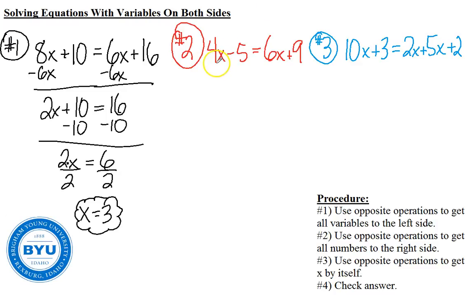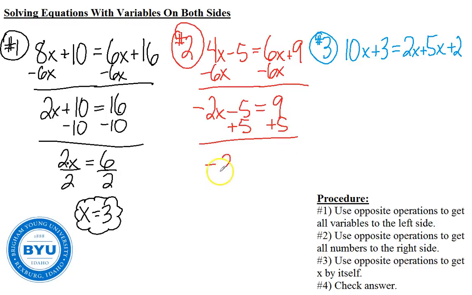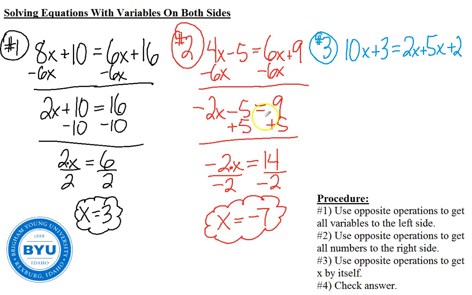Let's try this one here. Again, I want my x's to the left. So I've got this 6x here. I'm going to minus 6x to both sides. Now I've got 4x minus 6x. 4 minus 6, that's negative 2x's. Minus 5 equals 9. I want my numbers to the right, so this minus 5 is going to have to get moved over. So I'm going to do plus 5 to both sides. I'm left with negative 2x equals 14. I've got a times a negative 2, so to undo that, we divide by negative 2, leaving me with x equals negative 7. You could check that answer as well and verify that it works.